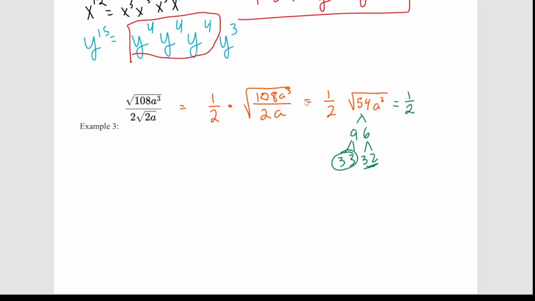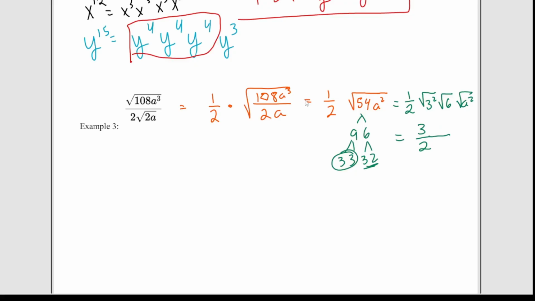So I will have 1/2 times the square root of 3 squared times the square root of 6, the 3 squared being the part that I know is going to simplify, the 3 times 2 being the part that I know is not, times the square root of a squared. The square root of 3 squared leaves us with 3. 3 times 1/2 gives us 3/2. And then we still have the square root of 6, and actually let me deal with the stuff that's going to simplify a little bit first. The square root of a squared gives us a, and then we still have the square root of 6 as is, and now I have no more roots in my denominator as well.